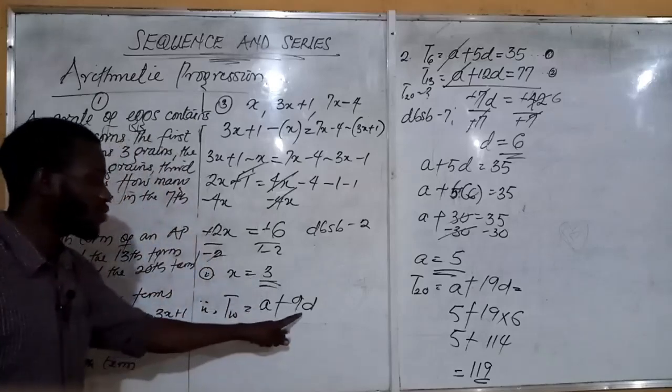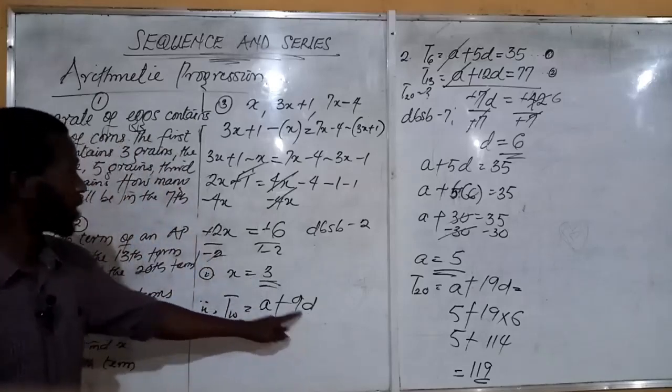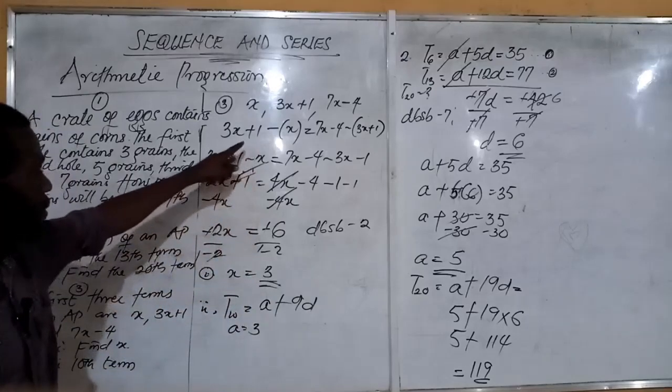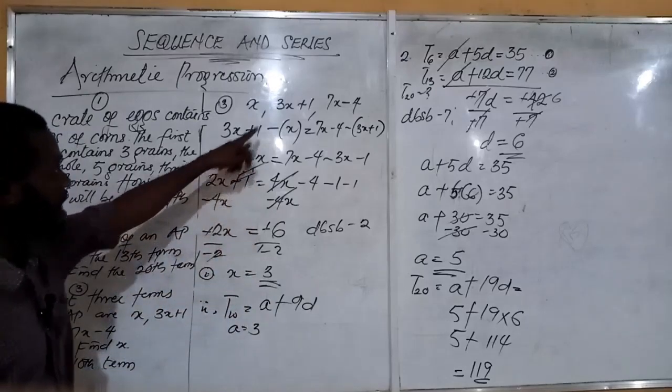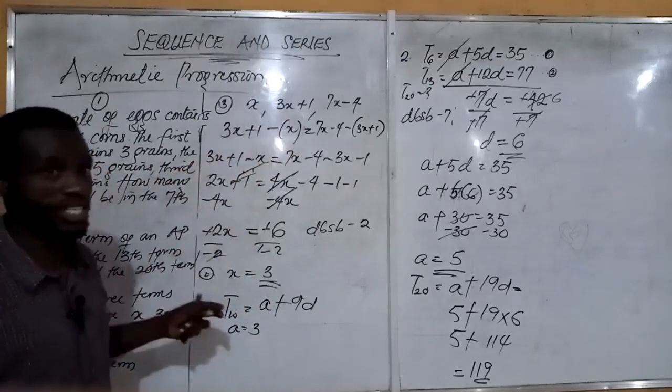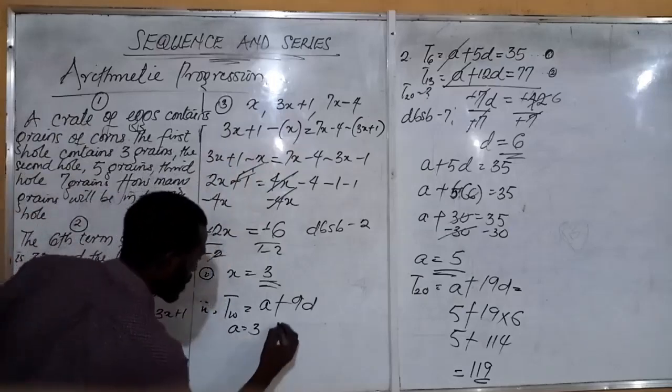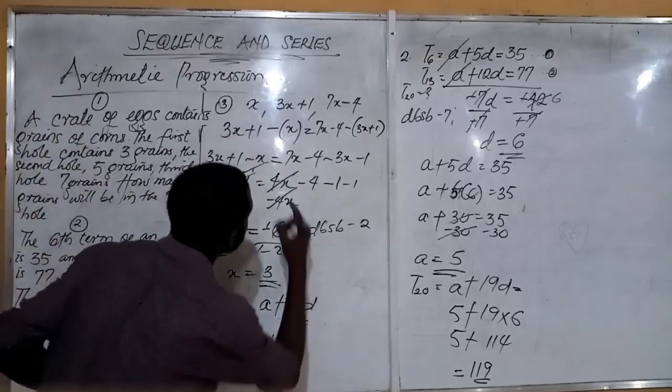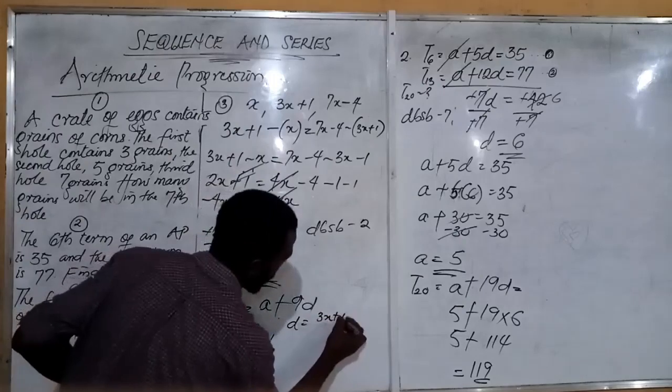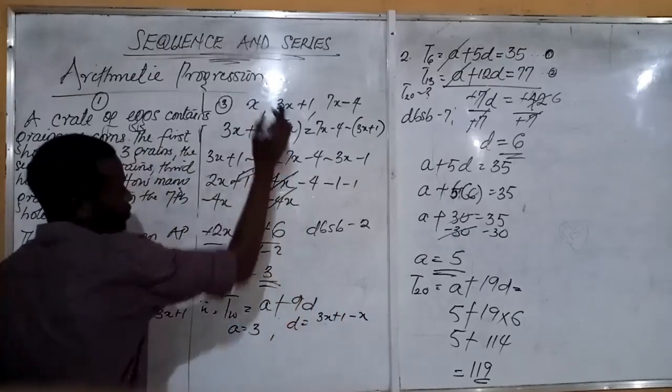All right. Now, how do we find our D? So we can now find our D using subtraction of any of these two, isn't it? All right. So how do we get D? D is going to be equal to 3x plus 1 minus x. We can subtract any of these.